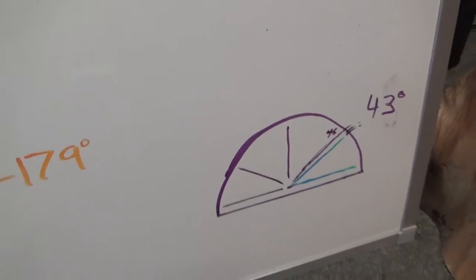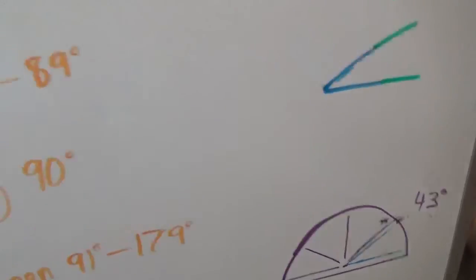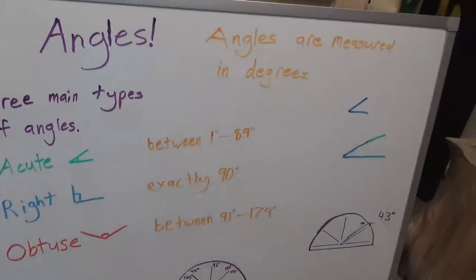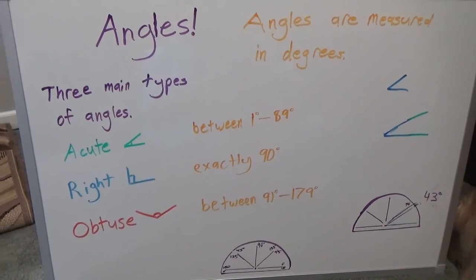And so that is how we use a protractor to find out what kind of angle we are looking at. If you want to pause it, you can pause it now to see the full board.